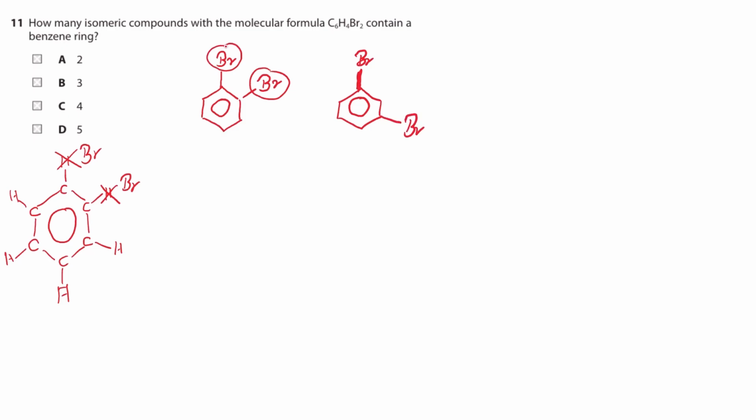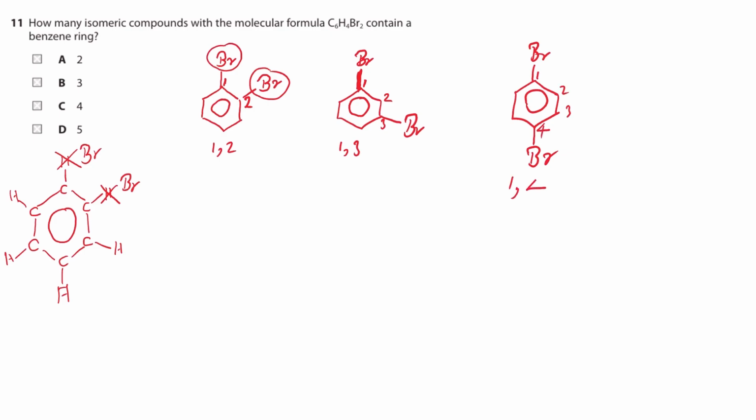So if I number them, here the bromine atoms are on the first and the second carbon. Here the bromine atoms are on the first and the, not the second, third carbon. So this is 1,2-dibromobenzene. This is 1,3-dibromobenzene. I can have another one. I can have the bromine atom on the first carbon, leave 2 carbon atoms, and have the bromine atom on the fourth carbon. So it's like 1, 2, 3, 4.